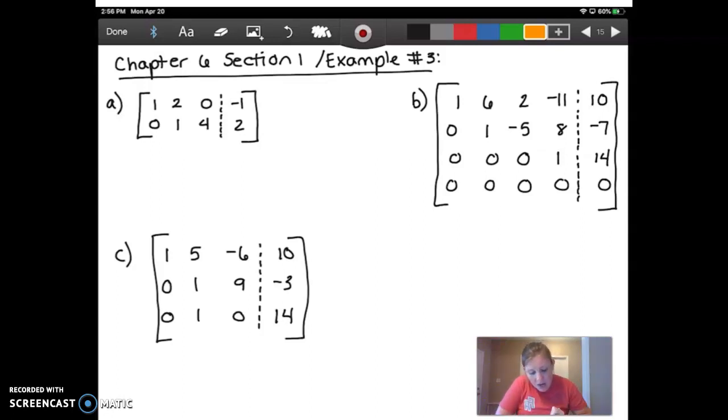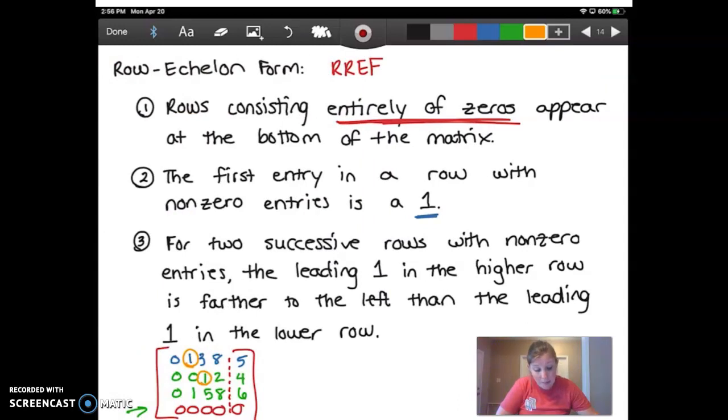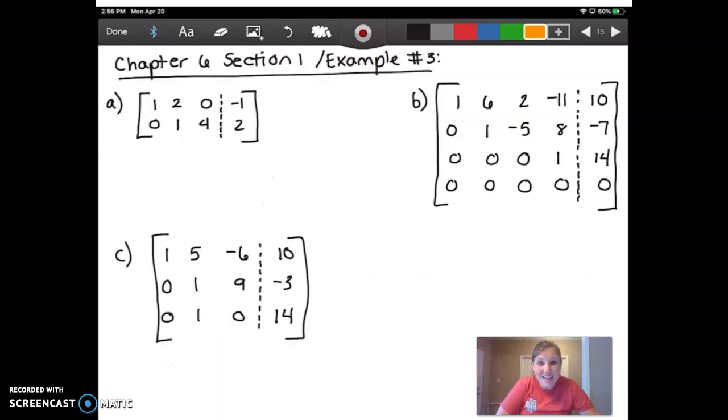Okay, on letter A, first off, does it have a row of zeros? The answer is no, it does not. So that means rule number 1 is not really applicable because there's not a row of zeros, okay? It doesn't say that it has to have one. It's just saying that if it does have a row of zeros, then it has to be on bottom. So the second thing is, okay, what about the leading 1? Well, if you look up at the top left, the first non-zero entry is a 1, and on that second row, the first non-zero entry is also a 1. So we have 2 leading 1s here, which means we are good to go.